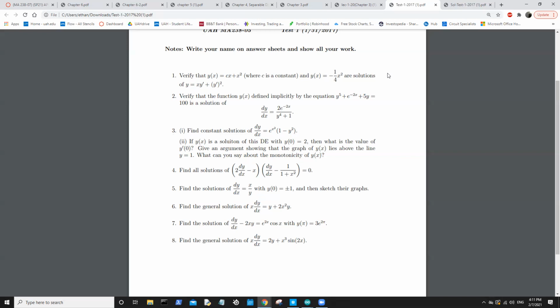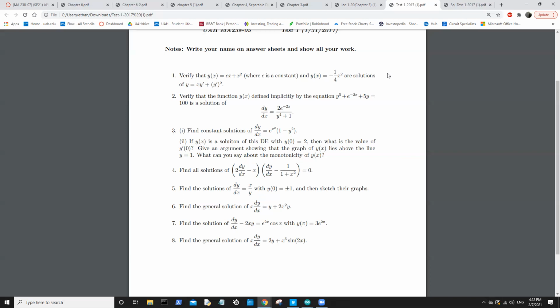So all we have to do, this is basically the same question as above, just worded differently. It gives us a differential equation and a proposed solution, and we simply have to verify that the proposed solution is in fact correct. So we have dy dx is equal to 2e negative 2x over y to the 4th plus 1. And we simply have to take the derivative of the function it gave us, which is y to the 5th plus e to the negative 2x plus 5y is equal to 100.